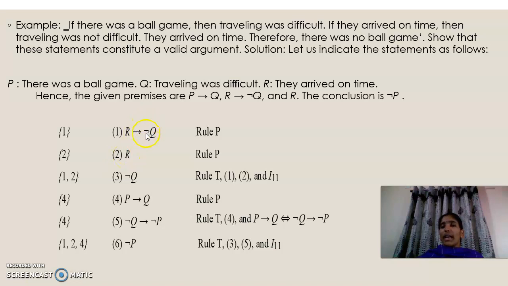So by using I11, we can simply write the negation Q, and the next premise we have is P conditional Q. The contrapositive of this one is negation Q conditional negation P. So P conditional Q is simply written as negation Q conditional negation P. Then negation Q, comma, negation Q conditional negation P is equivalent to negation P. So here the conclusion is negation P. So negation P is logically followed by P conditional Q, comma, R conditional negation Q and R.